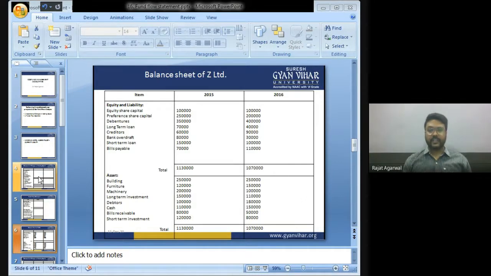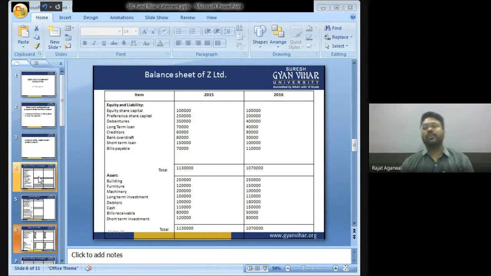Then assets. In assets we have building 2,50,000, 2,50,000. Furniture 1,20,000, 1,50,000. Machinery 2 lakh, 1 lakh. Long term investment 1,50,000, 1,10,000. Debtor 1 lakh, 1,80,000. Cash 1,10,000, 1,50,000. Bills receivable 80,000, 50,000. Short term investment 1,20,000 and 80,000.